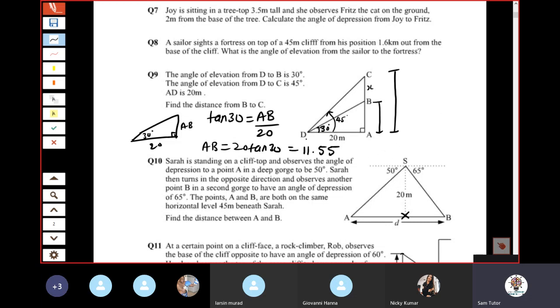I'll do the same thing for the bigger triangle. What's the angle that I'm going to have here? You're obviously going to have 45, yep. And then this is 20 still, and then you're going to do the exact same thing, right? Let's just say this was AC. Opposite over adjacent, still tan. Tan 45 equals opposite over adjacent. AC becomes 20 times tan 45, which is 20. Therefore, BC is 20 minus 11.55.